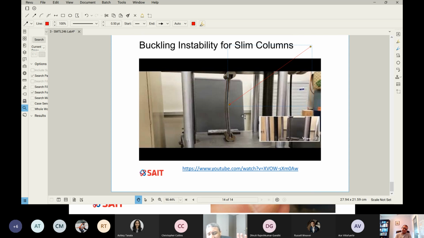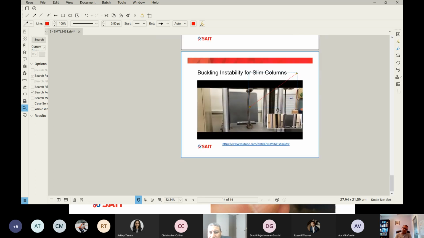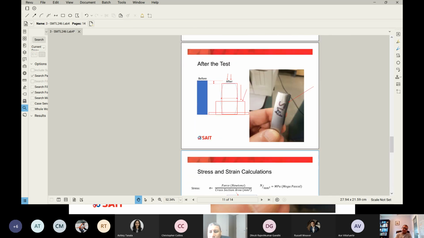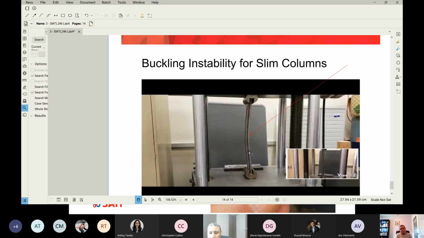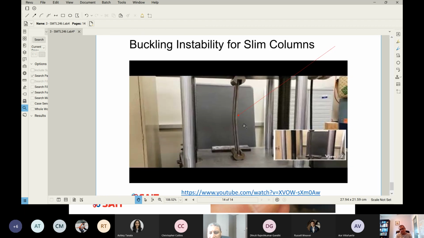Is there any significant difference between this specimen and our specimen in our test? If I go back and show you our specimen, is there any significant difference between this column right here and our specimen? It's longer, it's taller. Longer is okay, taller is okay, but watch how this can affect my results. Let's watch the video and then we have a discussion.